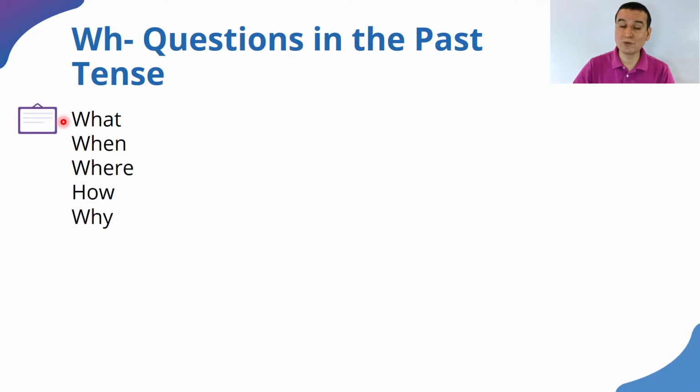You are familiar with these words. What, when we're asking about a place, a thing, a noun, an action as well. When, about some time. Where, location. How, about the way things are done. Why, about the reason. Okay? For now, we have another one, but I'll show it to you in a moment.